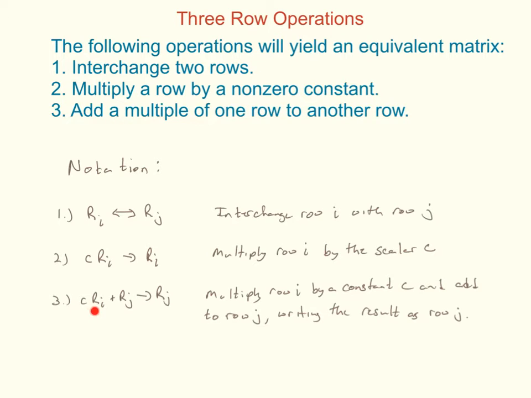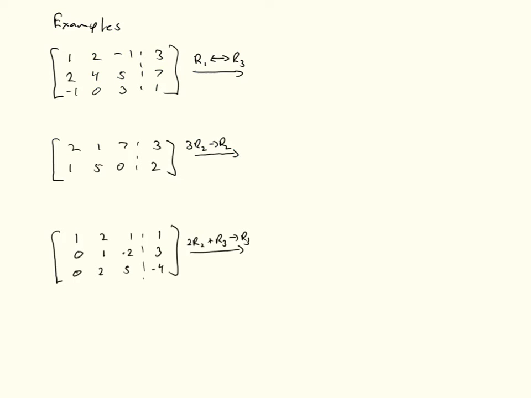So multiply some constant times row i, add that result to row j, and put that in for row j. Let's take a look at a couple of these and how they work. In this first example, we're going to interchange row 1 and row 3. So what's going to happen here when I do this? I'm going to take what is in row 3 and move it up to row 1.